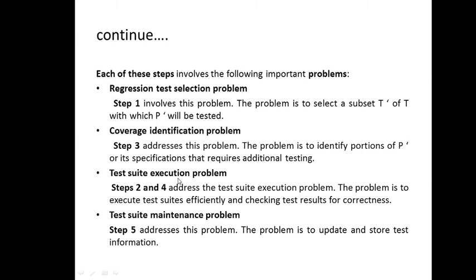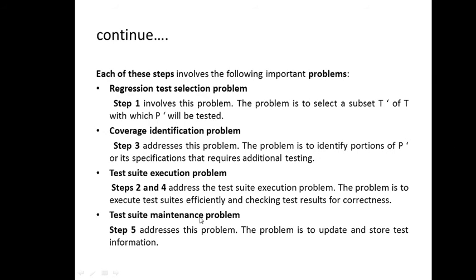Then the test suite execution problem, the third one, is related to the second and fourth step, that is the execution problem, when we are supposed to execute T' or T''. While executing, the problem is to execute the test suite efficiently and check test results for correctness. Applying and testing is simple, but you have to guarantee its correctness. You have to establish the criteria. Are they able to identify the error or not? Or are they able to check the modified version or not? So this is how efficiency is checked.